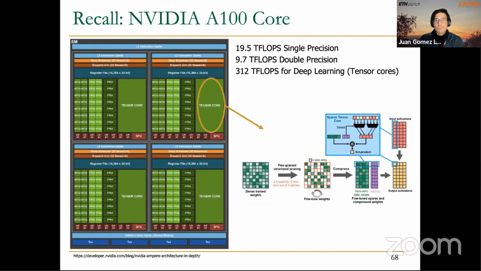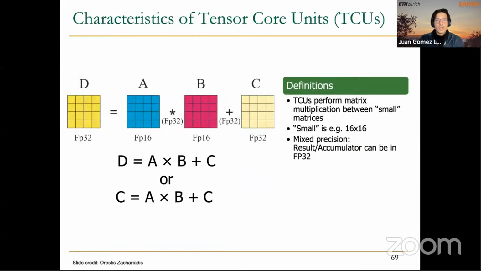And that's one proposal from our group as well, from former PhD student Orestes, who created this T-sparse implementation of a sparse matrix multiplication that I'm going to briefly introduce today. Before we go into the details of T-sparse, let me very quickly remind you what a Tensor Core unit does.